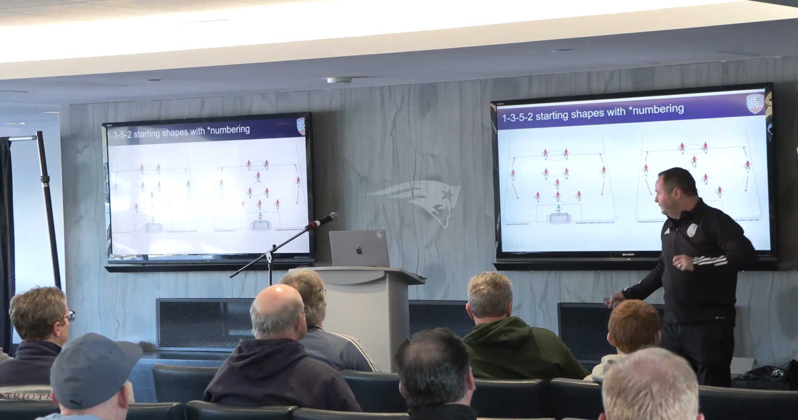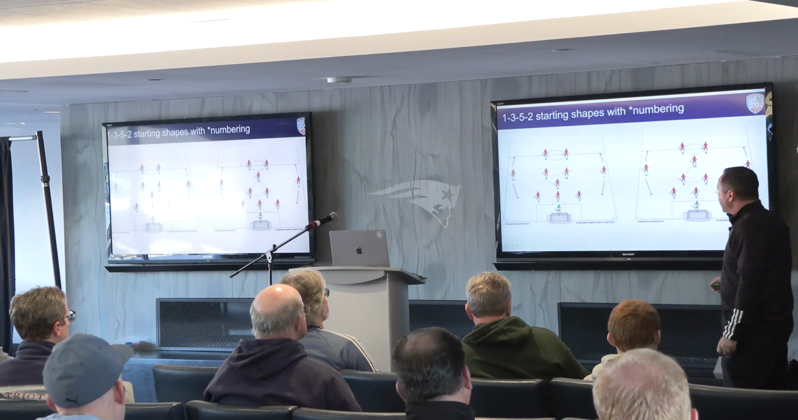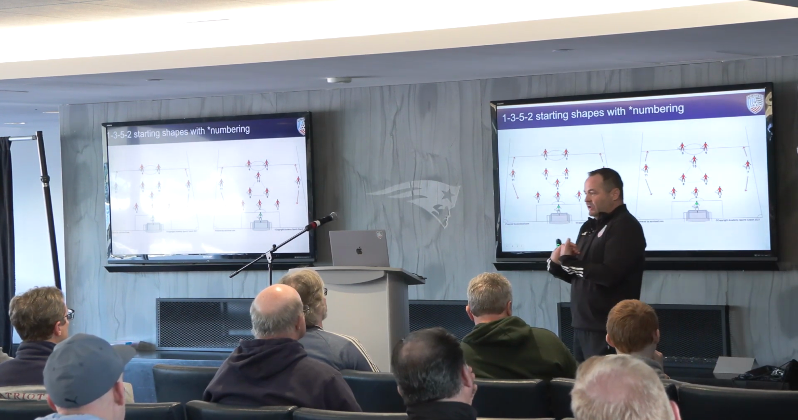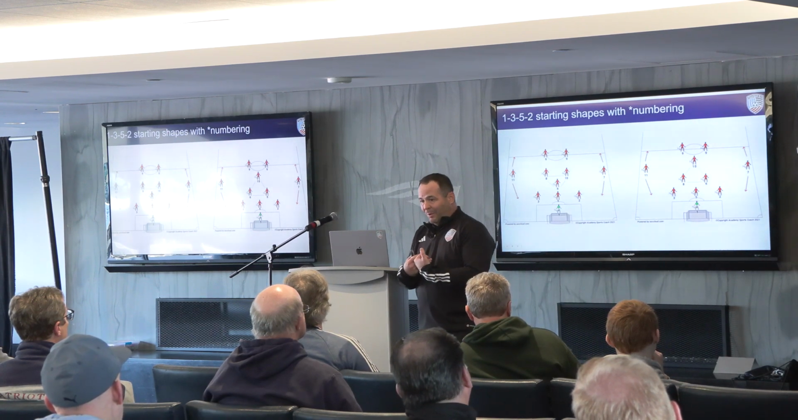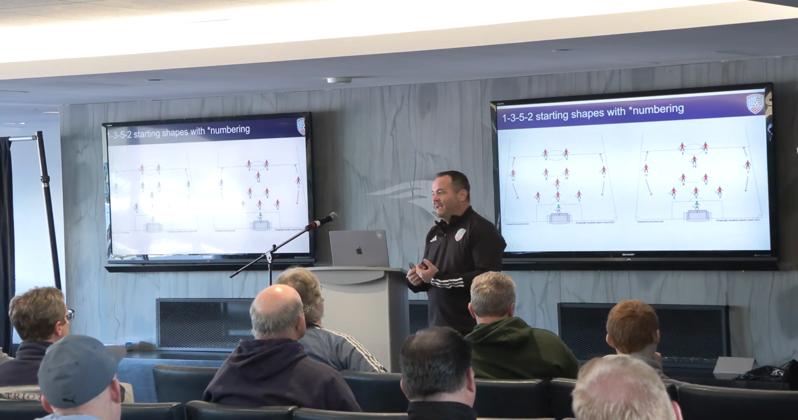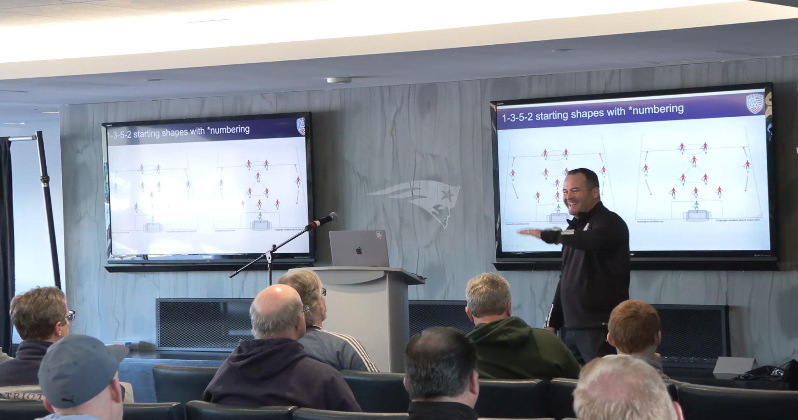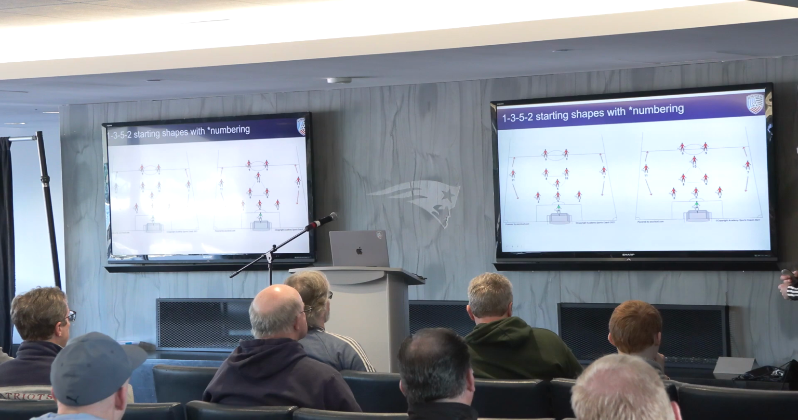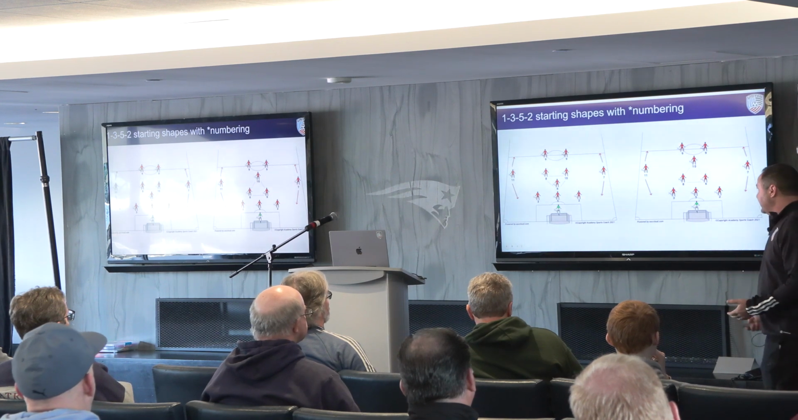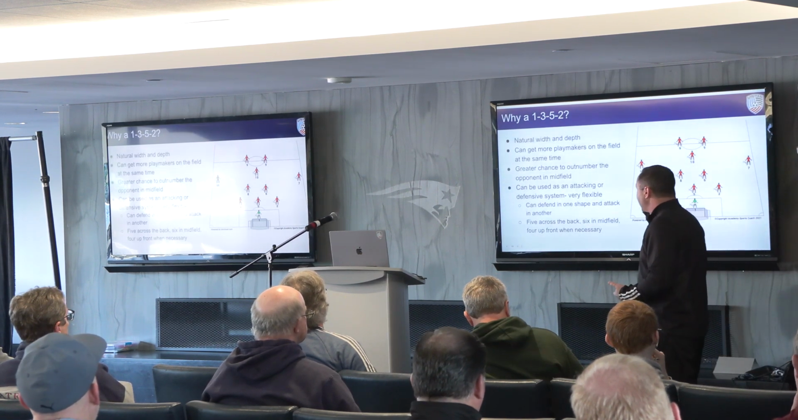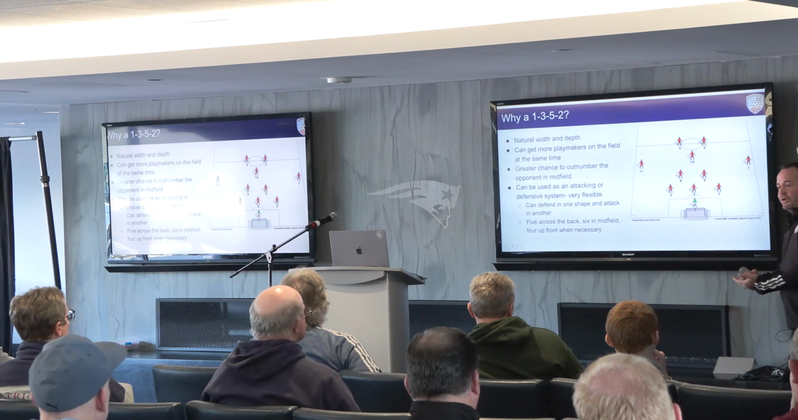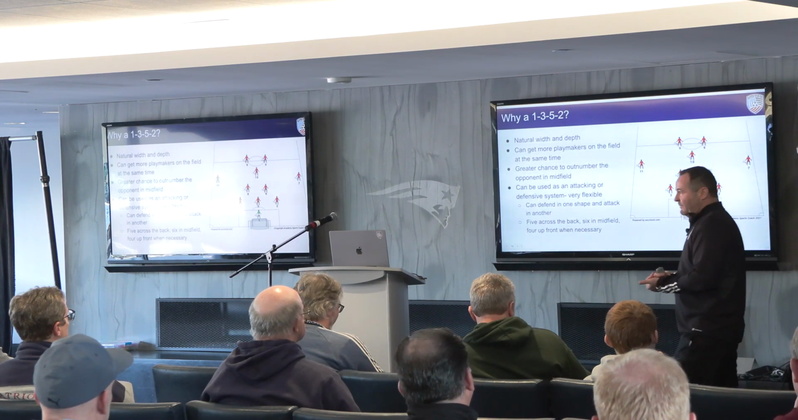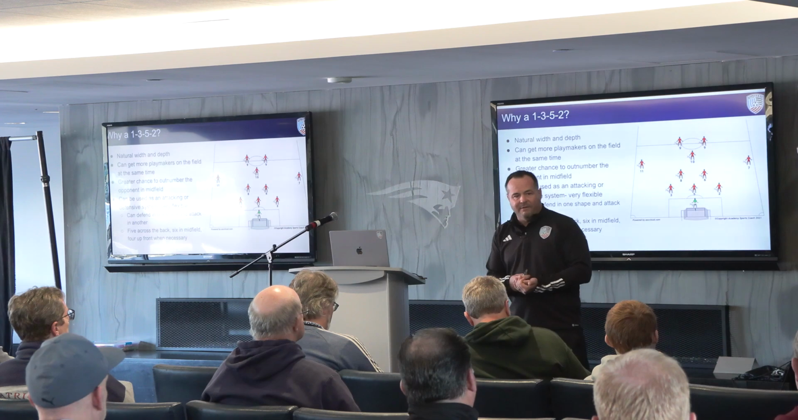And I put a little star next to the word numbering because this is how I choose to number a 1-3-5-2. It varies no matter where you look, but everybody's a little bit different on how they number them. But these were the numbers that I have used in the past. So why a 1-3-5-2? Natural width and depth. That was the most important thing for me, especially at the youth level. I found that very, very helpful.